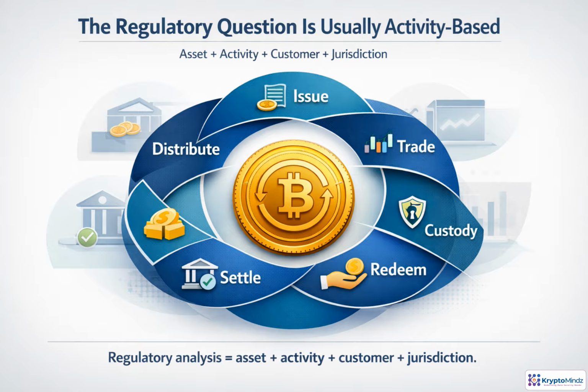The practical mental model is activity-based. Identify the asset, the activity, the customer, and the jurisdiction. Then map which regulators have a credible hook.